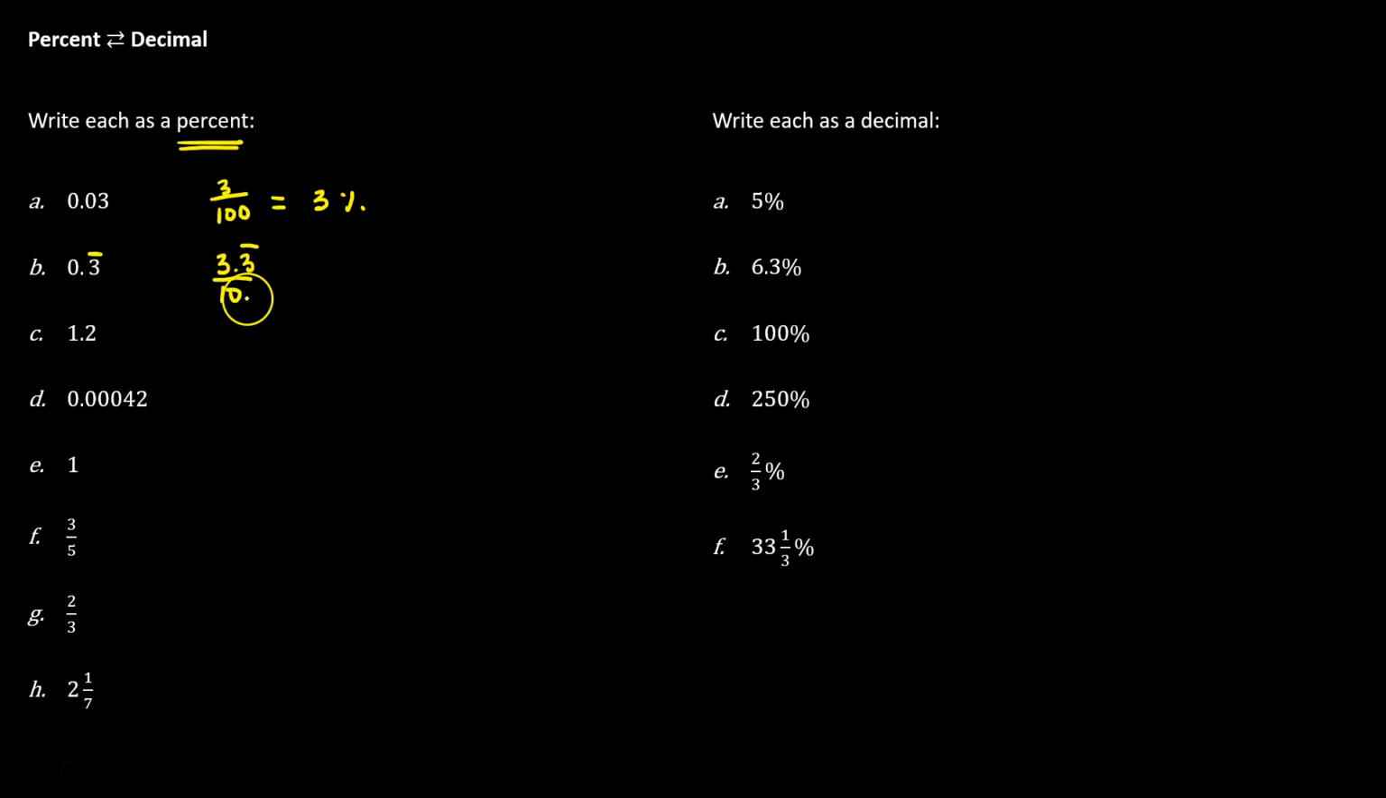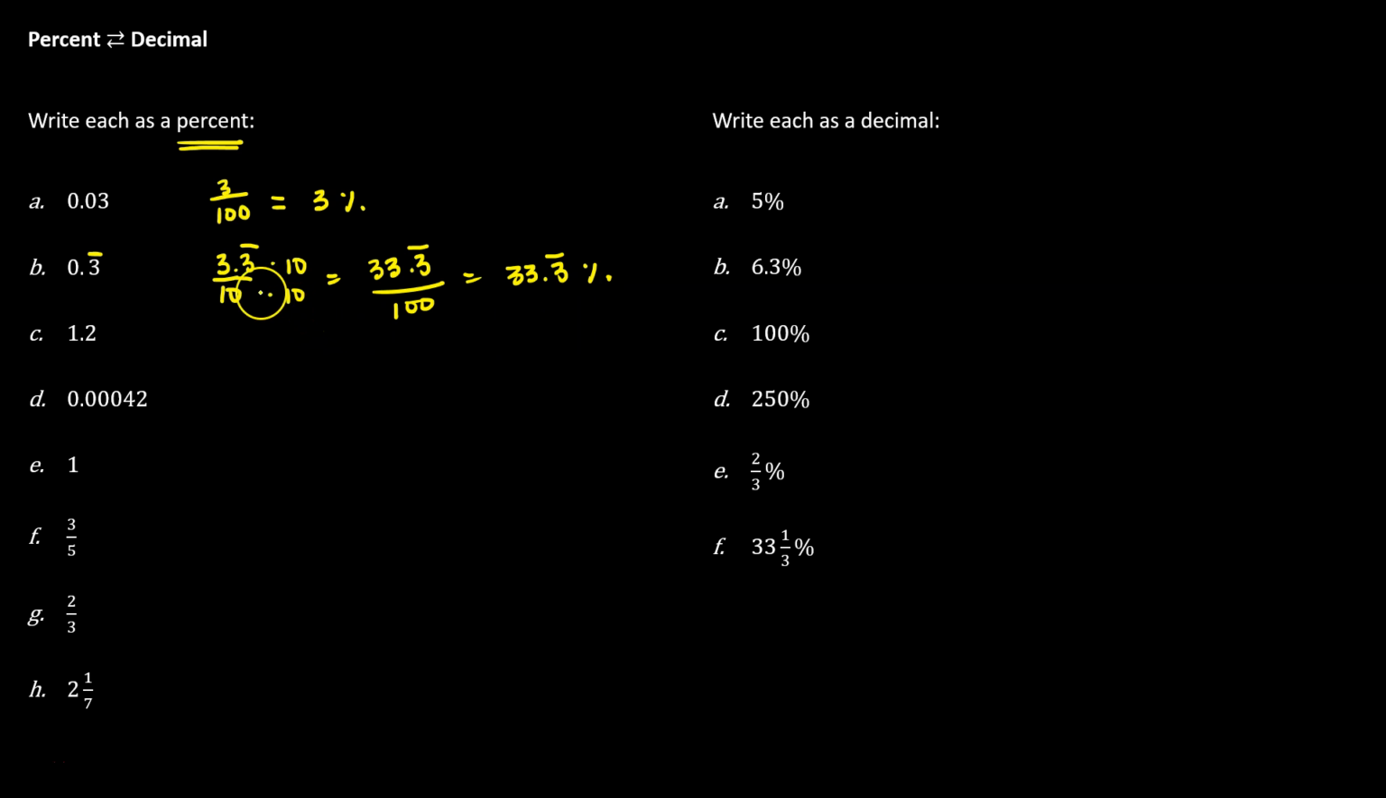Now we don't have a denominator of 100, so we multiply by 10 on top and bottom. That would become 33.3 repeating as our numerator, 100 on bottom. That would become 33.3 repeating percent.